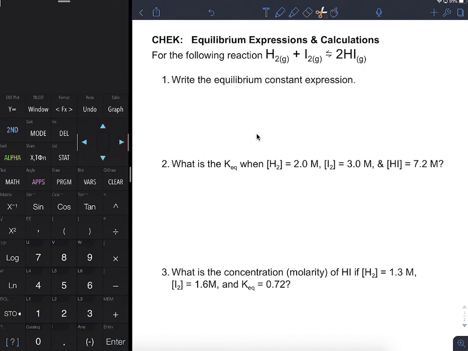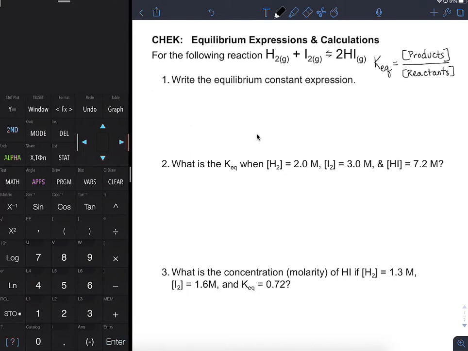We do an equilibrium constant expression. Our generic expression is going to be that we have KEQ, so the equilibrium constant expression. You can use K or KEQ, and it's going to be the concentration of products over the concentration of reactants. And those will actually be raised to the power of their stoichiometric coefficient.